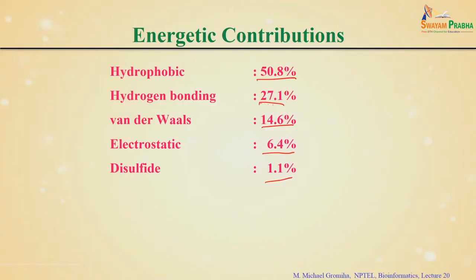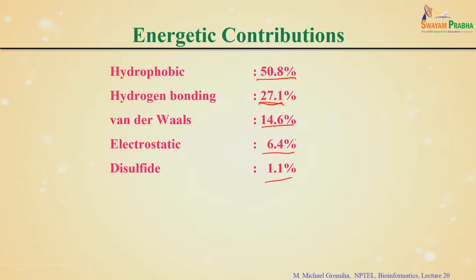Alpha helices and beta strands, right. Secondary structures are mainly formed by hydrogen bonds, right. If you see your protein structures, predominantly you can see the occurrence of alpha helices or beta strands. In this case, the hydrogen bonding free energy also plays an important role. So, if you see this number, this is 27%, right, that is also reasonable.